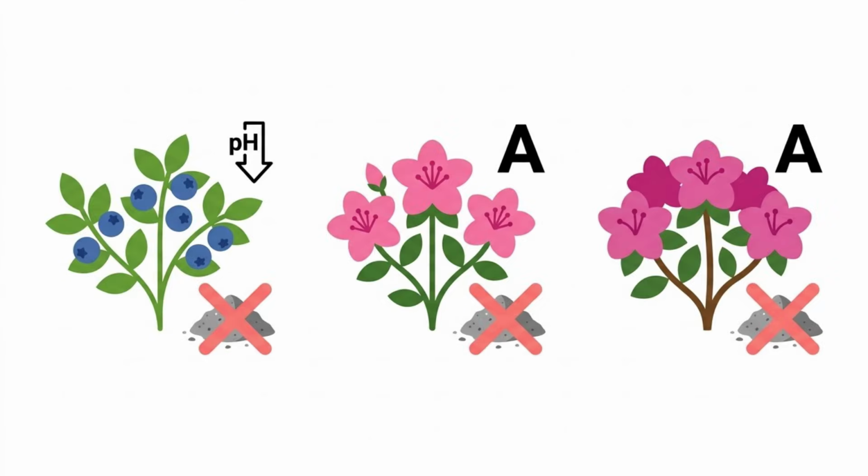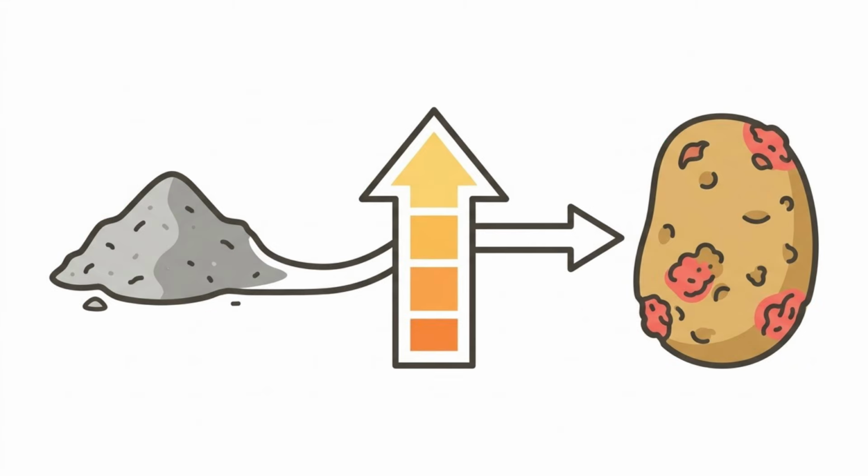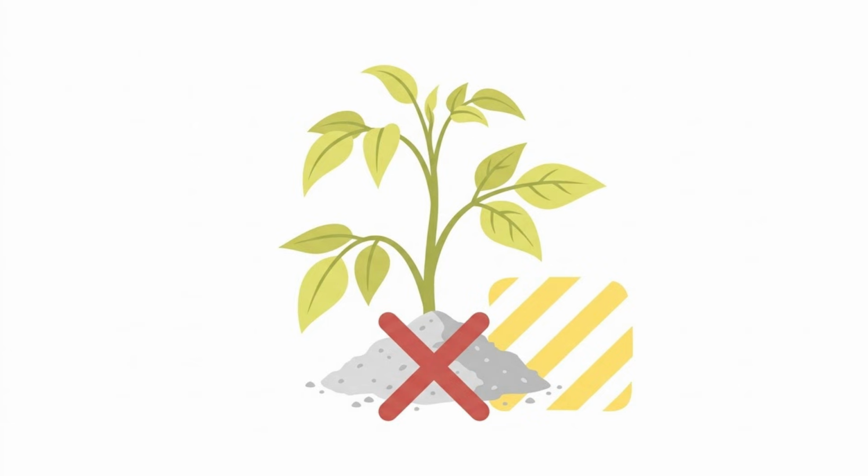Do not apply ash near blueberries, azaleas, or rhododendrons, which require acidic soil and will be damaged by the pH increase ash causes. Do not apply it near potatoes, which are more susceptible to a fungal disease called potato scab when the soil pH is above 6, and wood ash, pushing the pH higher, increases the disease pressure significantly. Do not apply it in high concentration near any plant that shows signs of alkaline stress already.